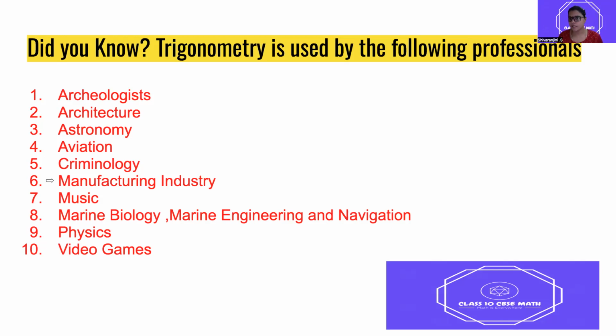What are manufacturing industries? Big industries which manufacture biscuits, chocolates, cookies, Lays. Yeah, they're all big industries. They also use it. Music, you use it in marine biology, marine engineering, ocean engineering, and also in navigation. And you use it in physics, yes, and in video games. So we are going to learn how it is used.